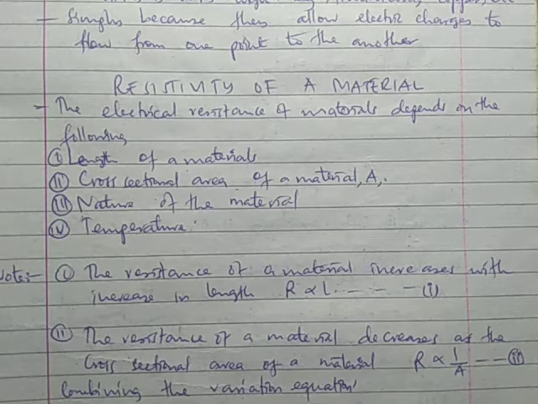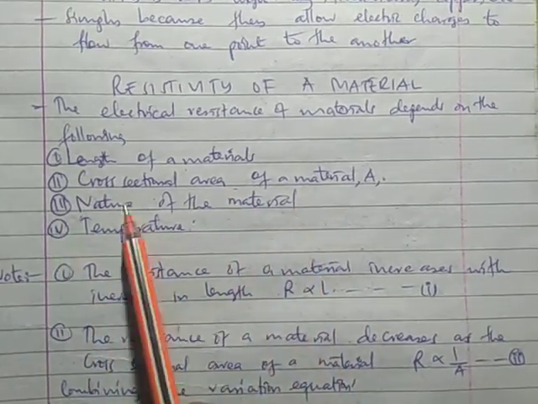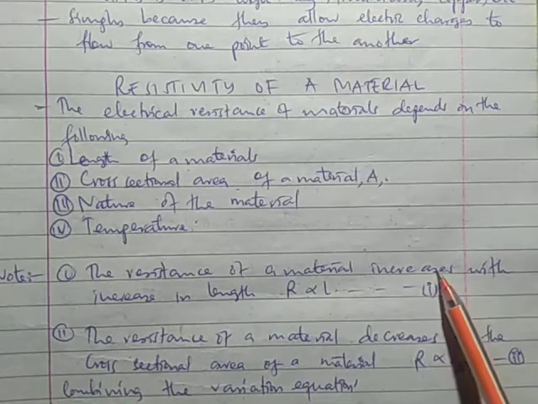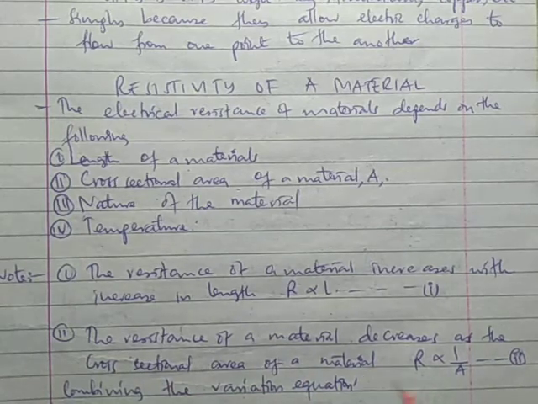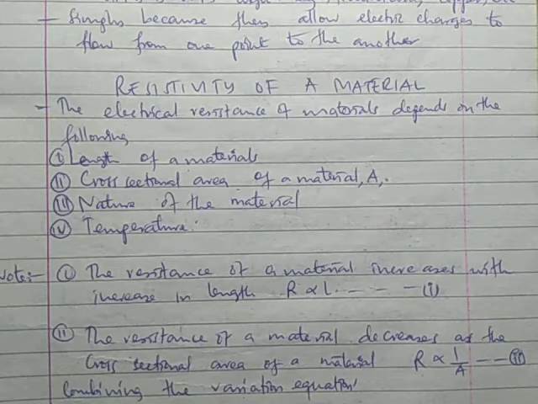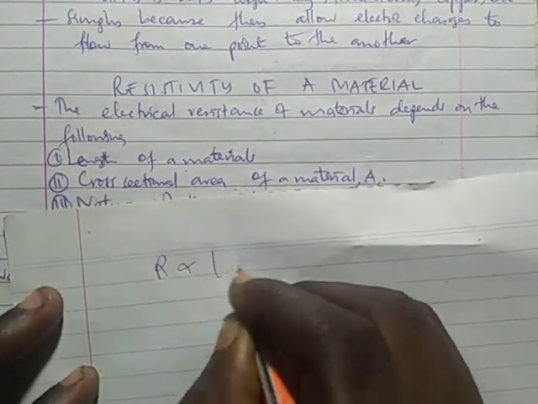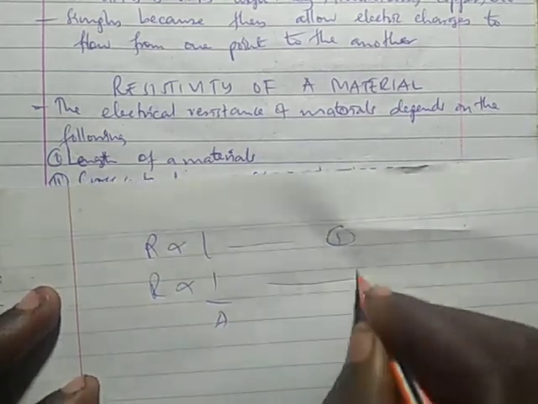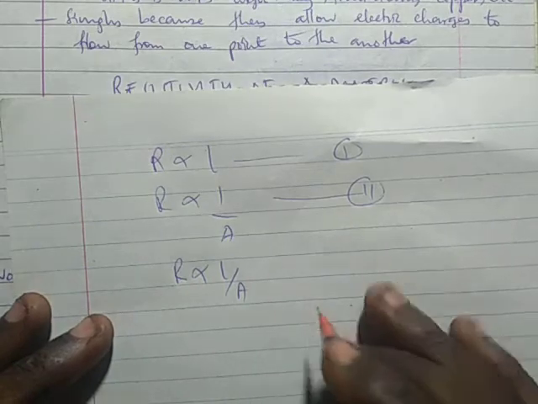So we are first looking at the relationship between resistance and the length, cross-section, with the nature of the material. Then finally we shall discuss the relationship between resistance and temperature. So resistance of a material increases with increase in length. Also resistance of a material decreases if the cross-sectional area of the material increases. So deriving this, resistance increases with length and decreases with cross-sectional area.